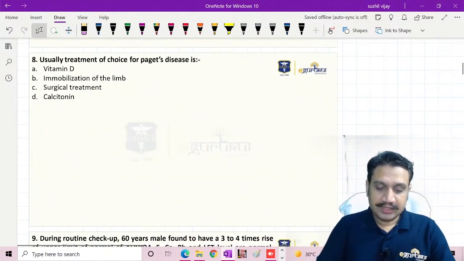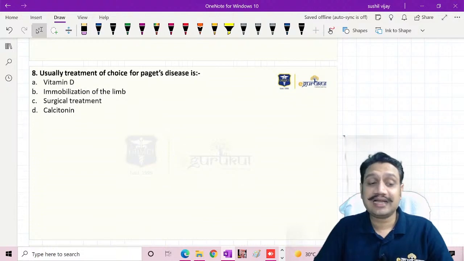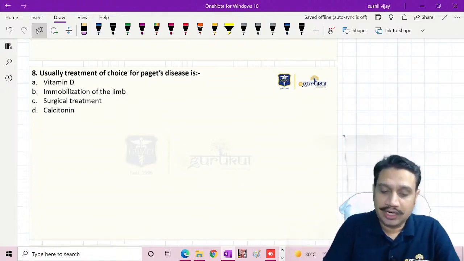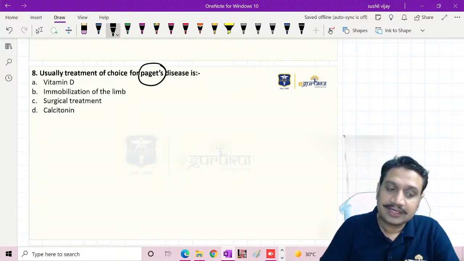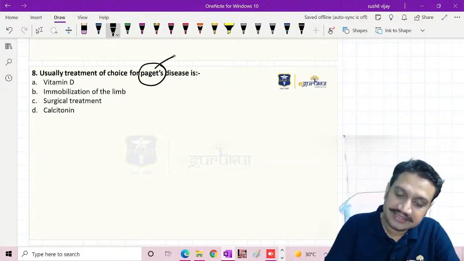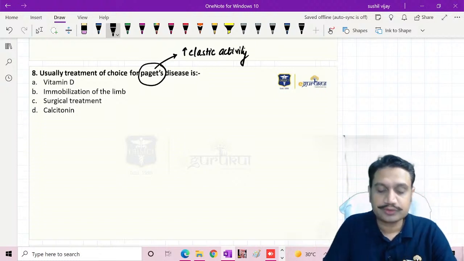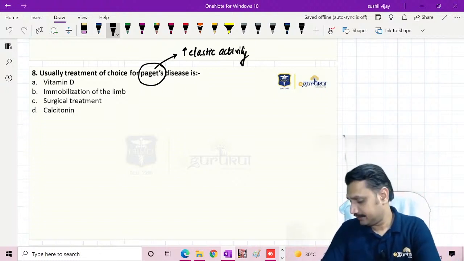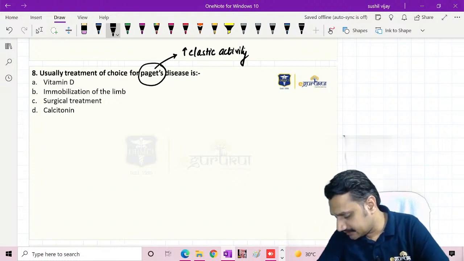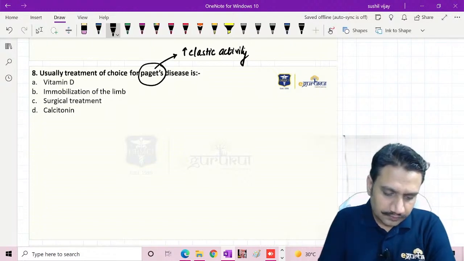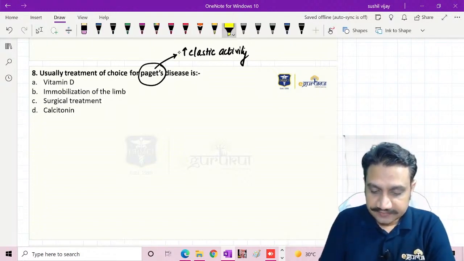Okay, now coming on to Paget's, the last point about Paget's disease, the treatment. How did Paget's start? Paget's disease started with an increase in the clastic activity. Am I right on that? Can somebody please tell me the answer for this? Question number 8, what should be the treatment for Paget's disease? What do you suggest?